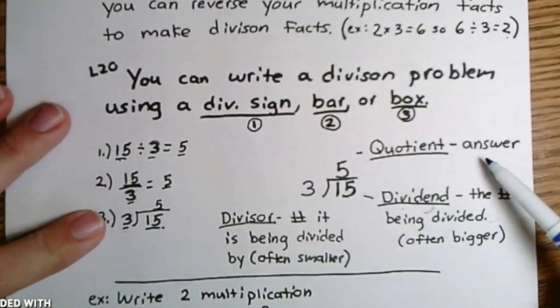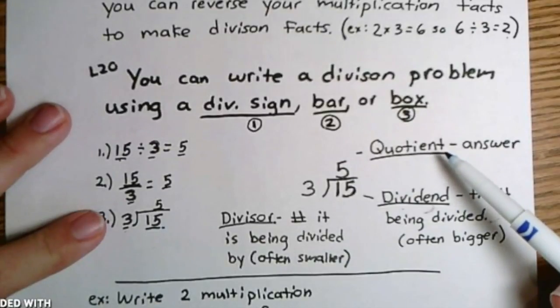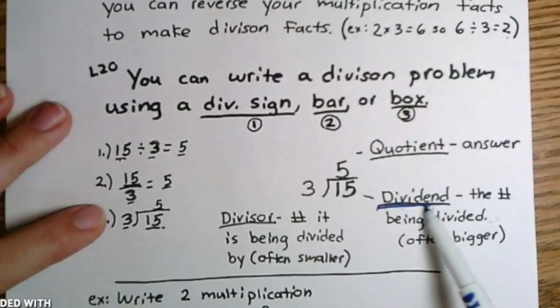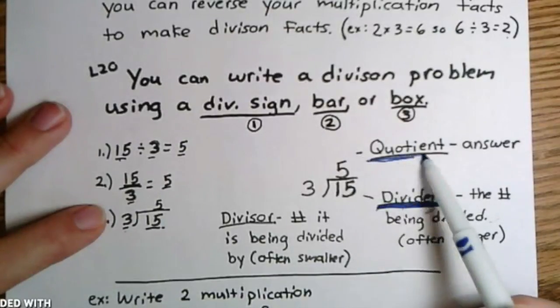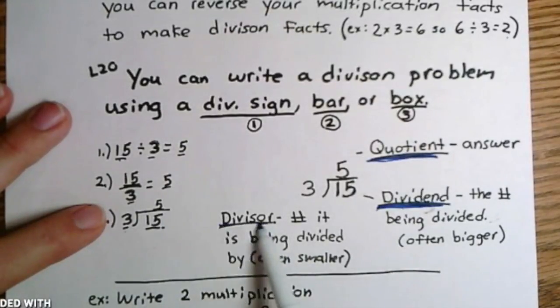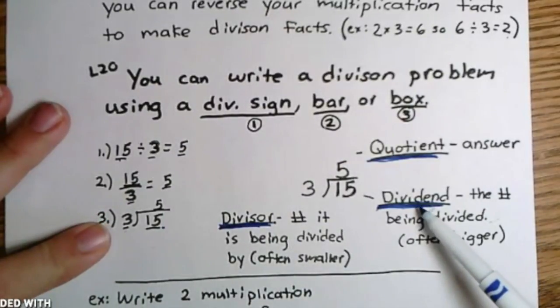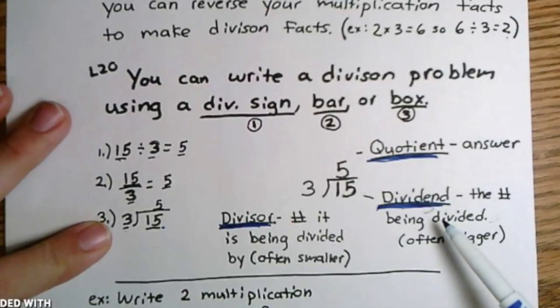And then finally we have our answer, which is called our quotient. You do need to know these 3 words. Dividend, quotient is the answer, divisor is outside the box, and the dividend is inside the box.